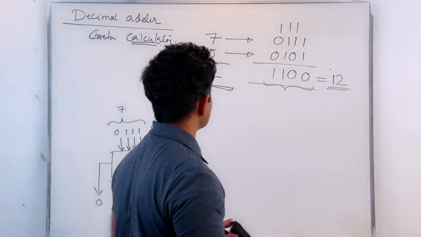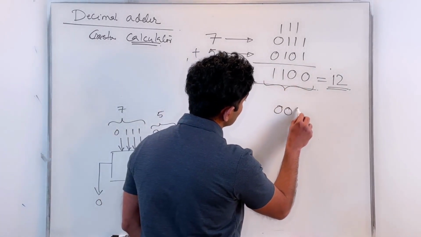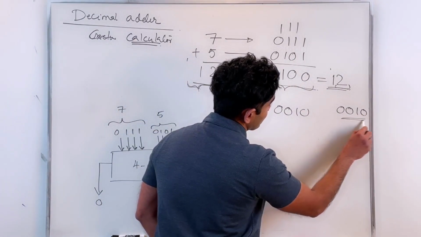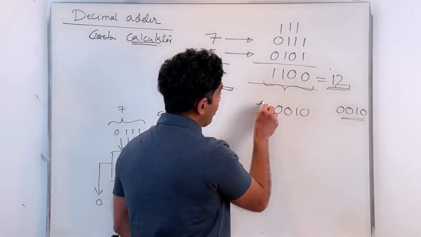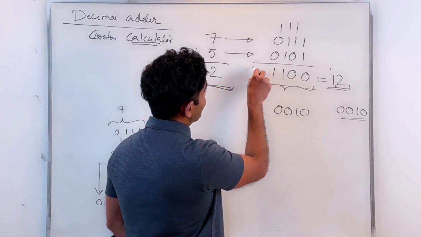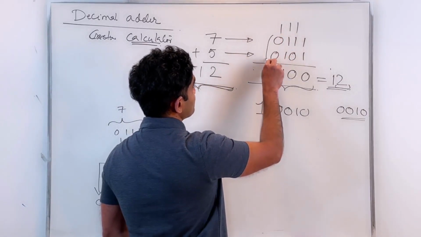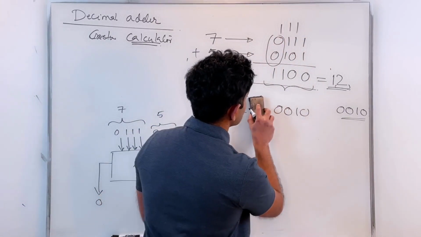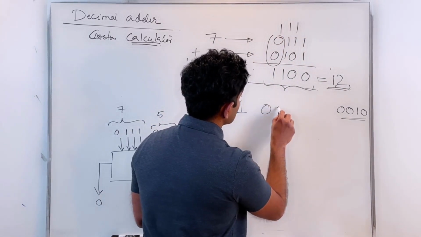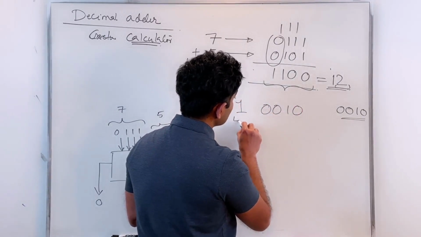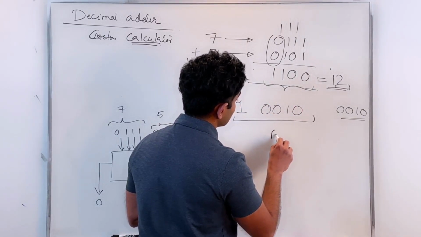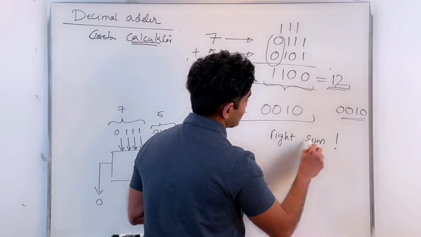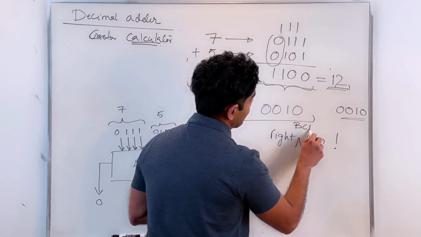The sum should have been 0, 0, 1, 0, because my 2 should be represented as 0, 0, 1, 0. That's the binary coded decimal representation of 2. And then the carry out should have been 1. There should have been a carry out from this position, a 1, followed by 0, 0, 1, 0. So this would have been the right binary coded decimal sum.